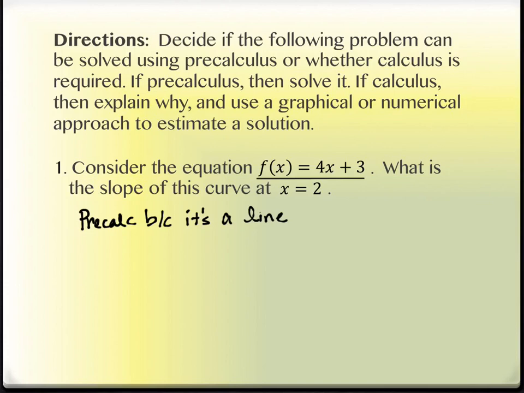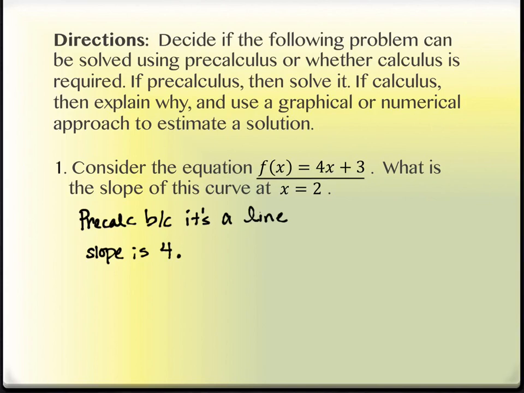Yeah? So be careful not to do more work than what the problem really wants you to do, because it's really tempting. But this one is the slope. It's identifiable. The slope is 4. And it doesn't matter that it's at x equal to 2.